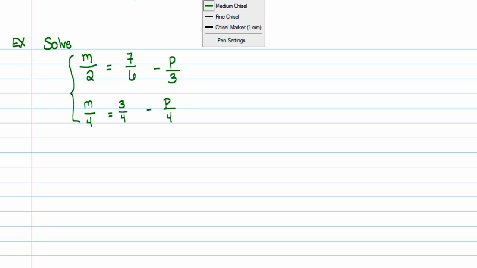And this is a very interesting system just because of the way it looks. It has a bunch of fractions. It kind of looks intimidating to students. I'm going to go ahead and call this first equation row 1 and the second equation row 2. And again, I'm doing that for future use, actually.